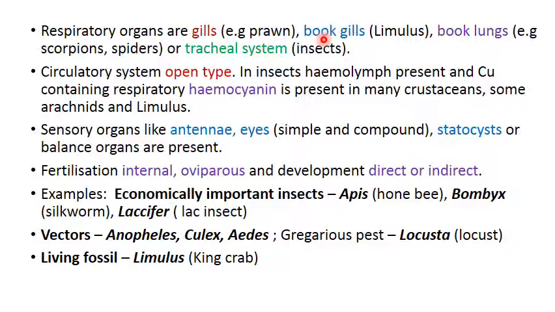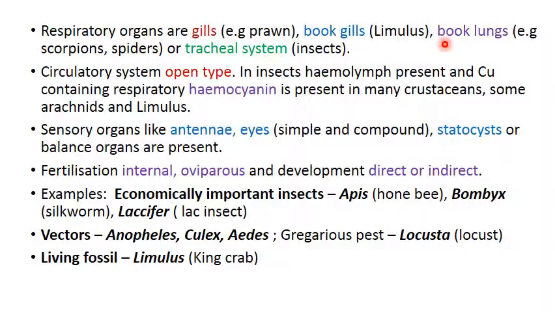And these book gills are external. So they will help in exchange of gases in water. And they are present in Limulus, that is king crab, horseshoe crab, and this is considered a living fossil. It means they have been surviving from very long ago until now, so that is called a living fossil.